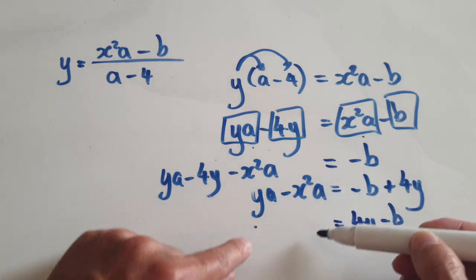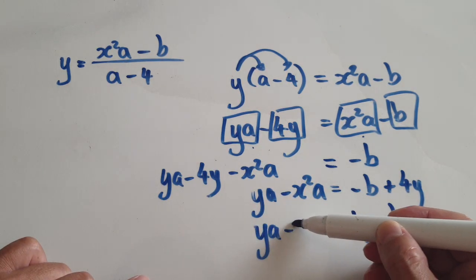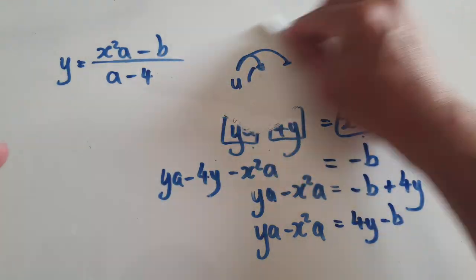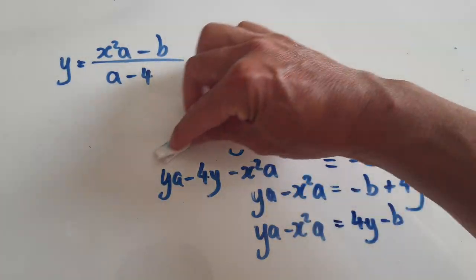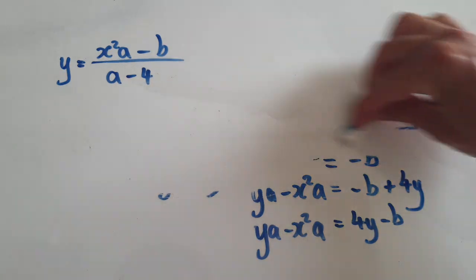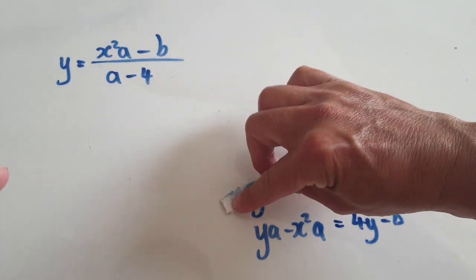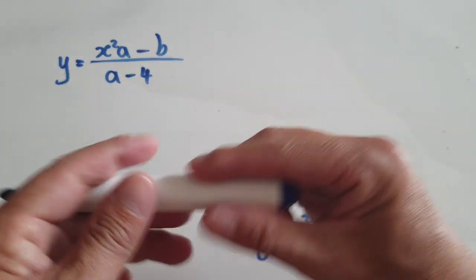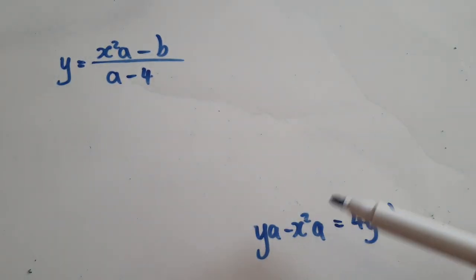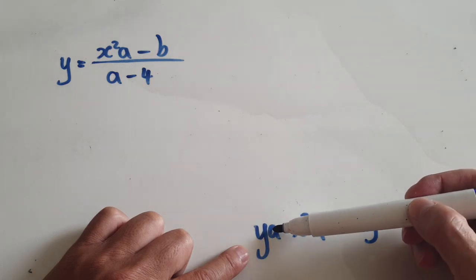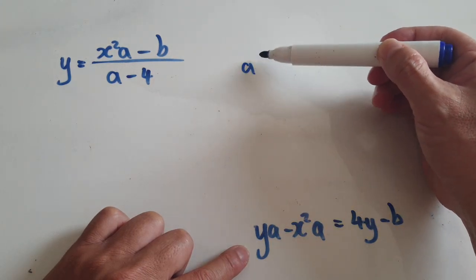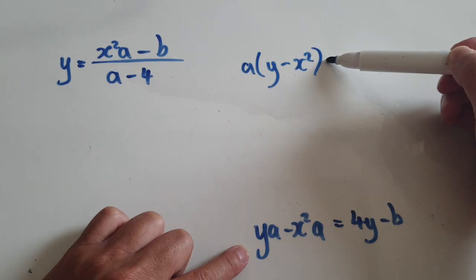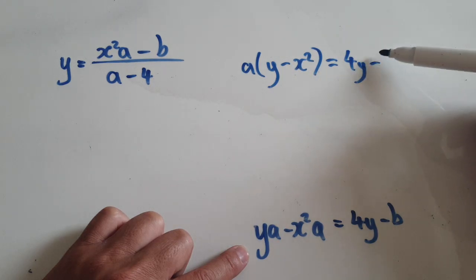All right, now I'm going to carry this thing down. So that will then give us this thing here, x squared a. We're trying to make A the subject. So hang on. A exists in 2 places, so we know we've got to factorize. A exists here, A exists here. So factor out the A. A bracket y minus x squared, close bracket, equals 4y minus b.